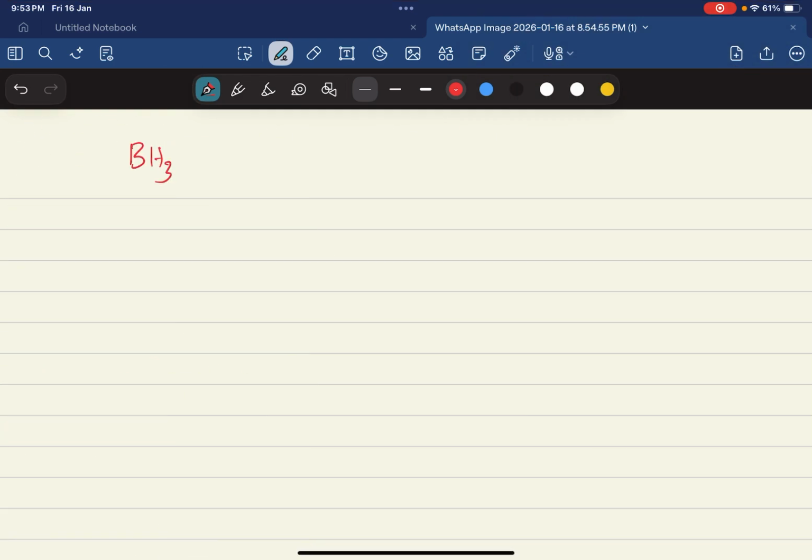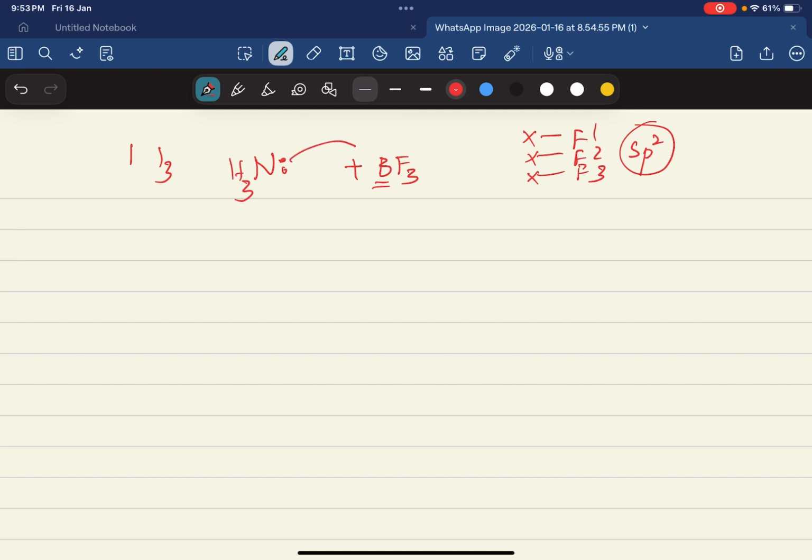BH3, NH3 with BF3. So boron has 3 electrons in its outermost shell, valency configuration. So 3 fluorine atoms are bonded like this. The hybridization is 3 hybrid orbitals, meaning sp2. If anyone doesn't know how to find hybridization, you can go through the hybridization chemical bonding video, which is in the video list. And nitrogen has a lone pair of electrons. So this nitrogen gives a pair of electrons to boron because it has an empty orbital. BF3 acts as a Lewis acid, NH3 acts as a Lewis base. Between them a coordinate covalent bond is formed and we get this compound. We represent an arrow mark from donor atom to acceptor atom like this.